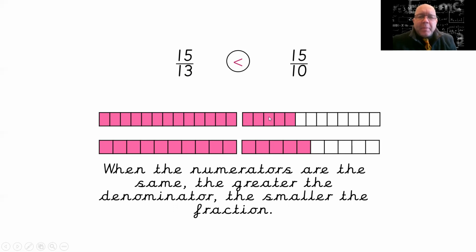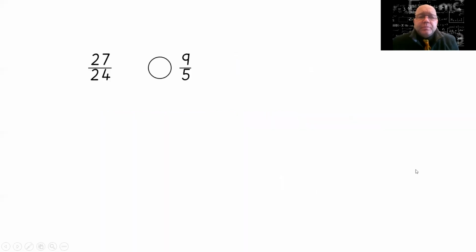Okay, so sorry about my colouring in, but hopefully you can clearly see that when the numerators are the same, if the denominator is bigger, it's actually a smaller fraction. Let's have a look at this one. So we've got 27 over 24. We've got 9 over 5.